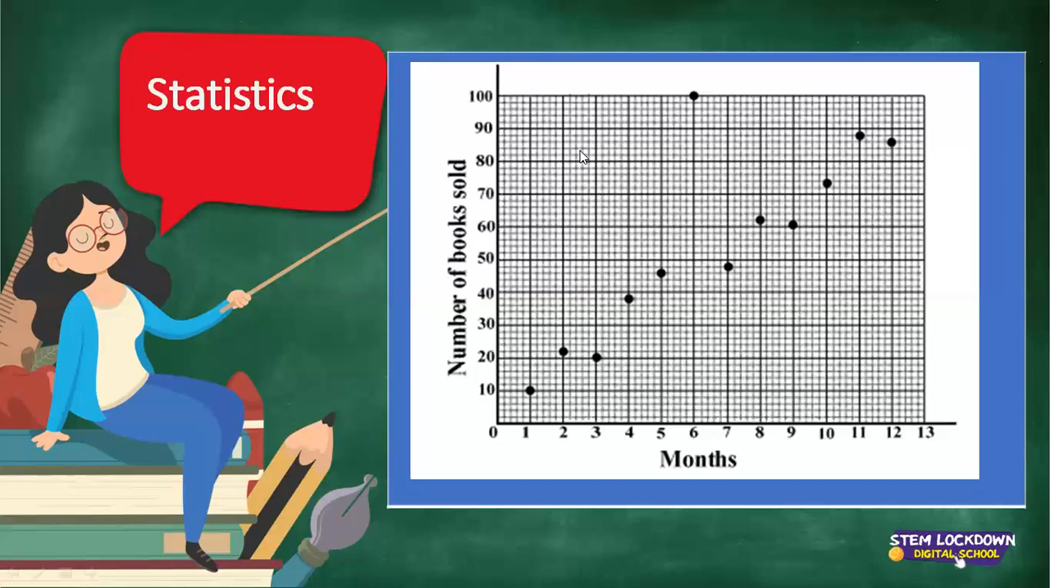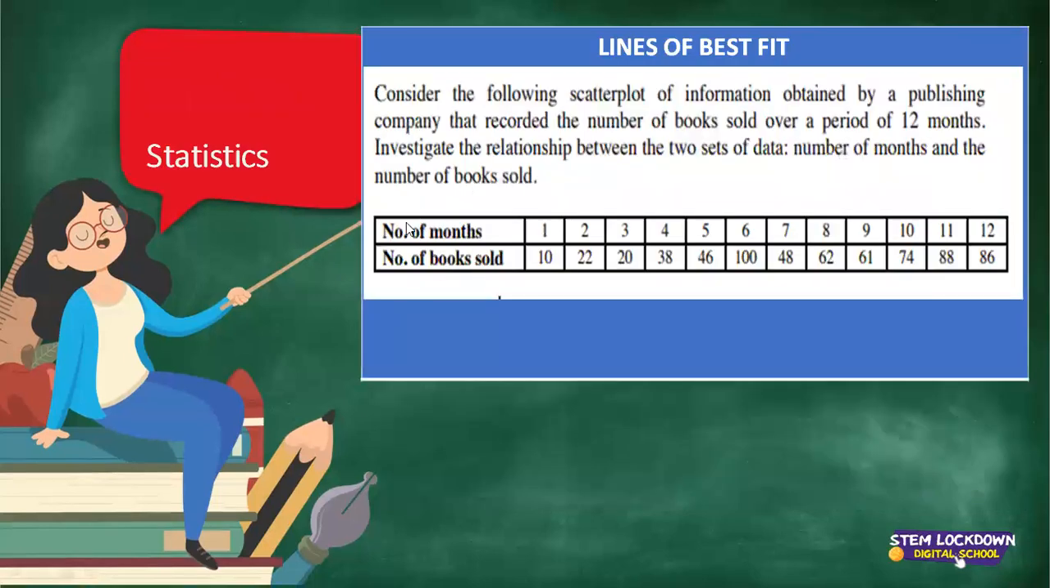To do that, you need to look at the situation you are given. For example, in this situation, we have the number of months and the number of books sold. We have to plot a graph of number of months and number of books sold. One must go to the vertical axis, one to the horizontal. The dependent one must go to the y-axis, the independent to the x-axis. So which one is dependent, which one is independent?